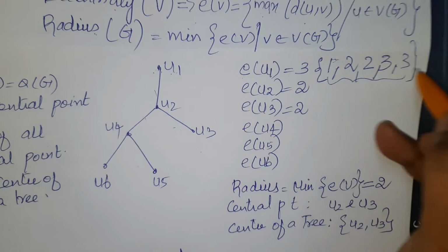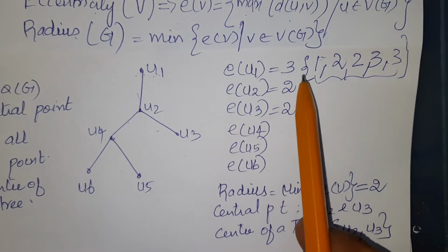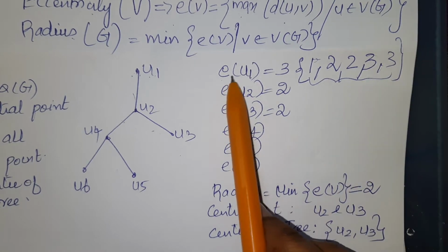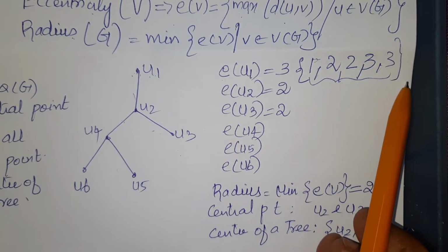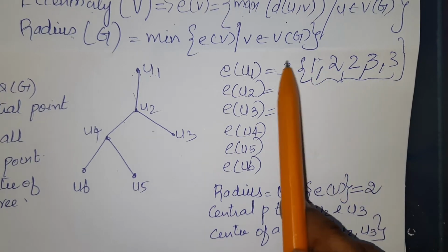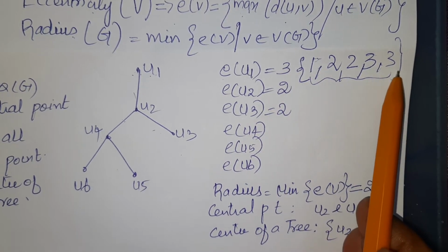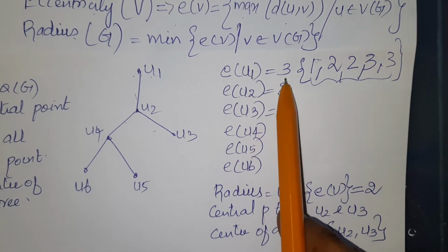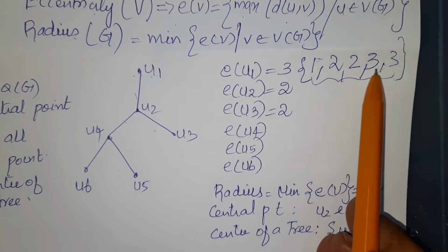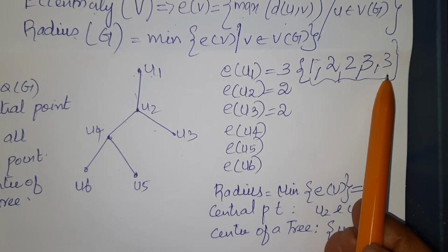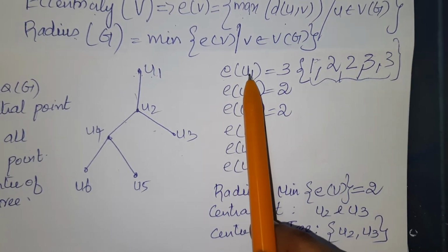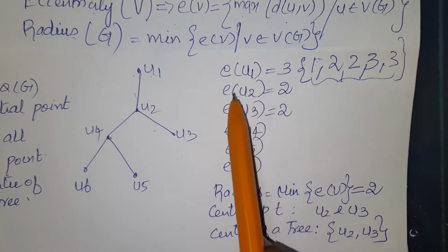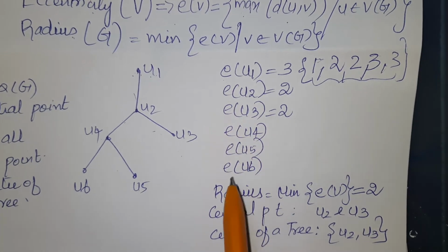So all these are the different values, the distances between the vertex U1 and all the different vertices. Out of these distances, what is the maximum value? That maximum value is called the eccentricity. So 1, 2, 2, 3, 3. The maximum value is 3. So E of U1 is 3. This is the eccentricity of the first vertex. Like this, we are going to find the eccentricity of the remaining vertices.